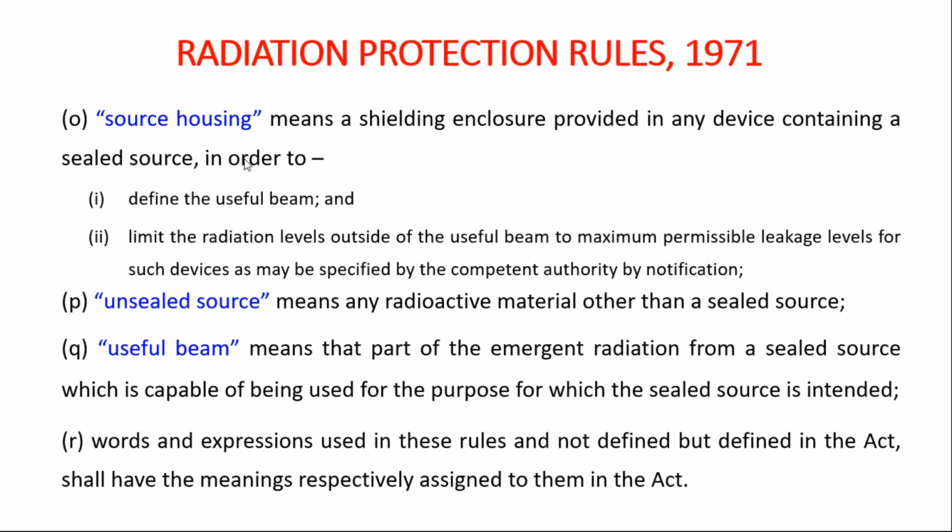Then source housing means a shielding enclosure provided in any device containing a sealed source in order to define the useful beam and limit the radiation levels outside of the useful beam. So we have to define the useful beam, where exactly it is, and we also have to define the limits of radiation levels for this useful beam, up to maximum permissible leakage levels. This leakage means radiations.